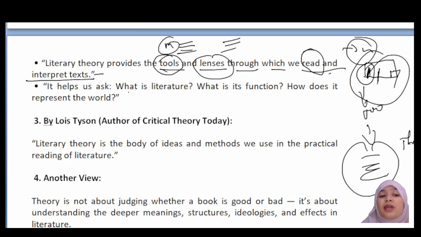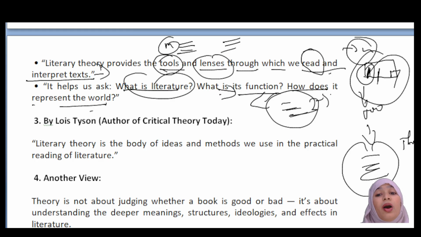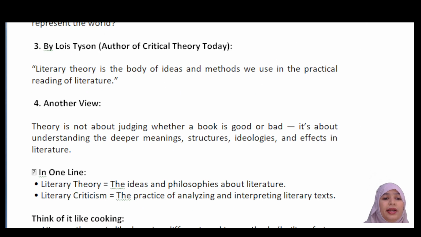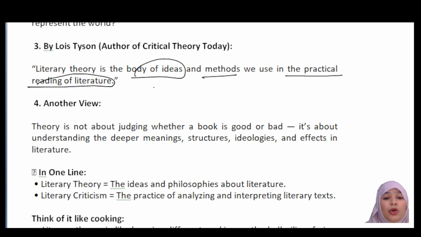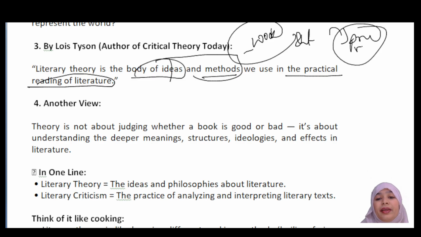So here it helps us ask what is literature, what is its function, how does it represent the world. That is, theory means what is literature, how it functions, and what it gives to the world. There we need to observe the things. For example, Louis Tyson, author of Critical Theory Today, says literary theory is a body of ideas and methods we use in a practical reading of literature. Whatever ideas and methods are included in a work, we need to identify them and make it into practical reading. That is theory.